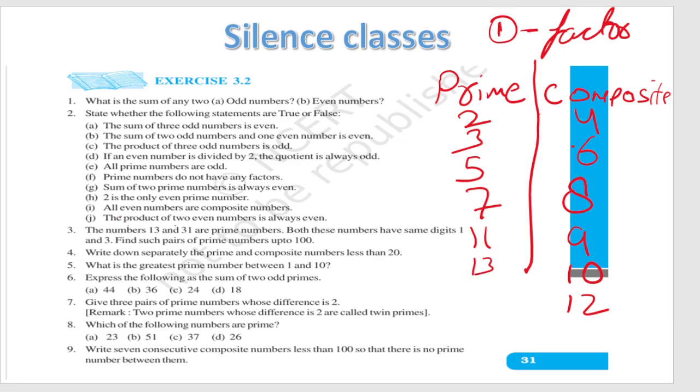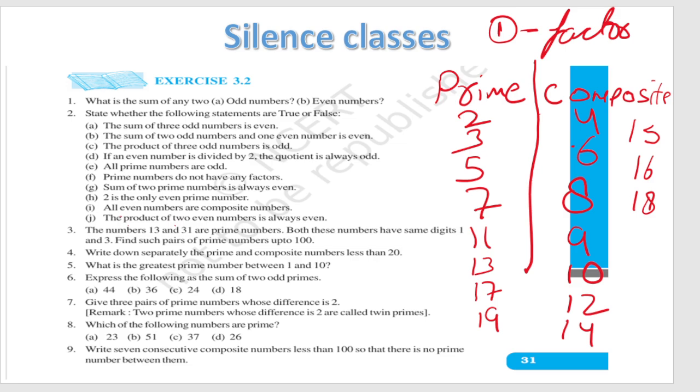13 is a prime number. 14 is a composite number. 15 is also a composite number. 16 is also a composite number. 17 is a prime number because it is divisible by 1 and by itself. 18 is a composite number. 19 is a prime number. Now we don't have to take 20 because it is mentioned in the question.